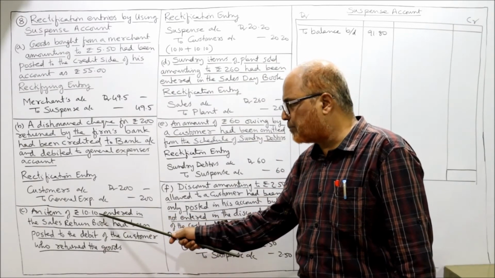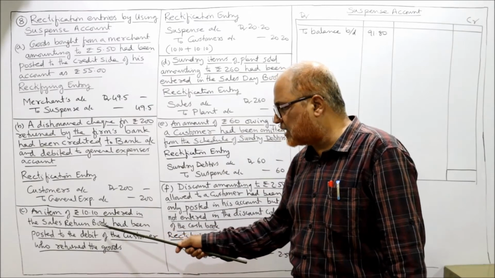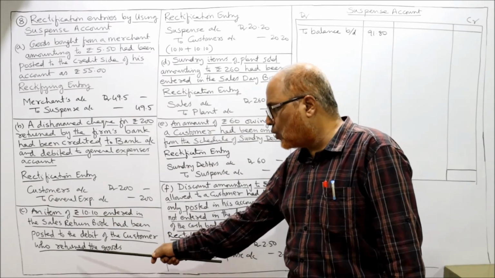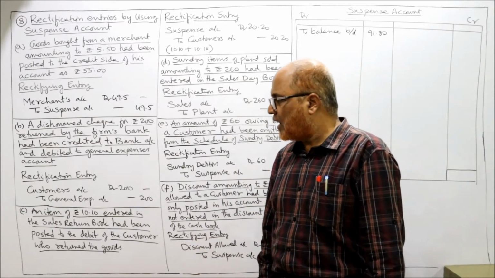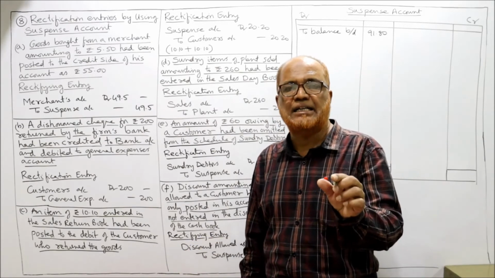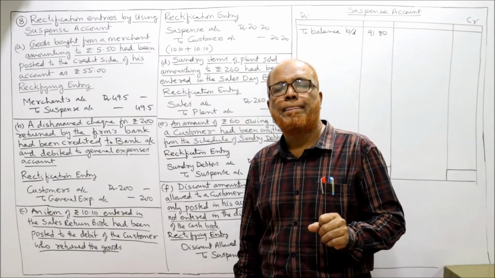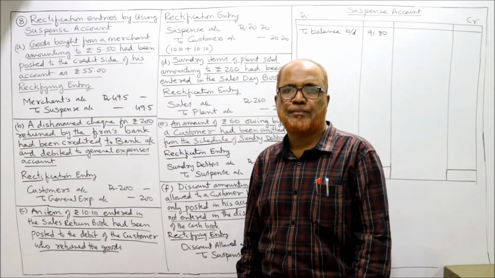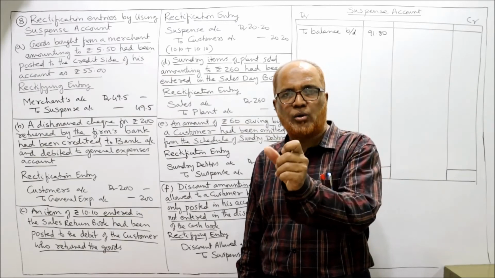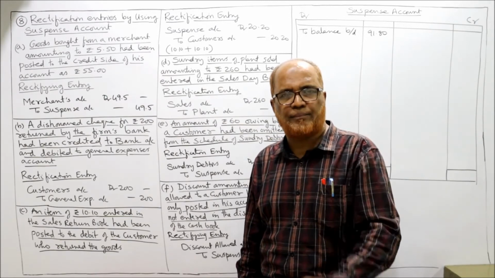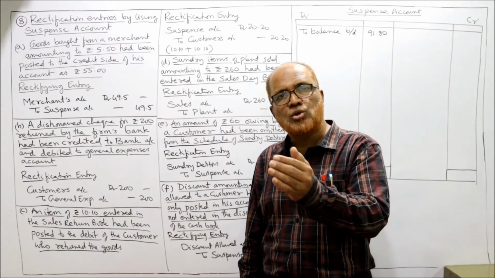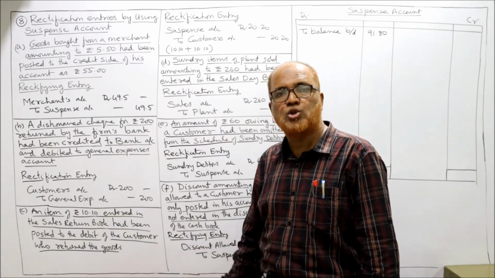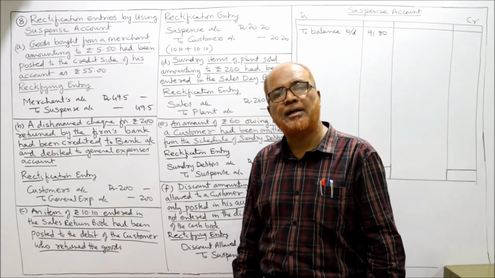Now, an item of rupees 10.10 entered in the sales return book had been posted to the debit of the customer who returned the book. See here. Actually, when there is a sales return, the entry will be sales return account debtor to customer account. This is the correct entry. So customer account should have been credited by 10.10.